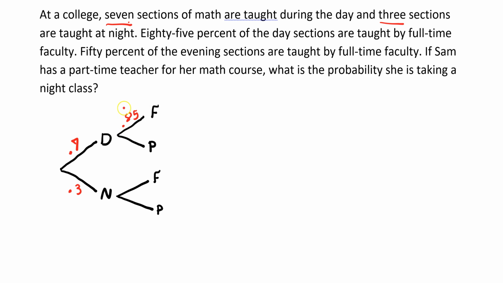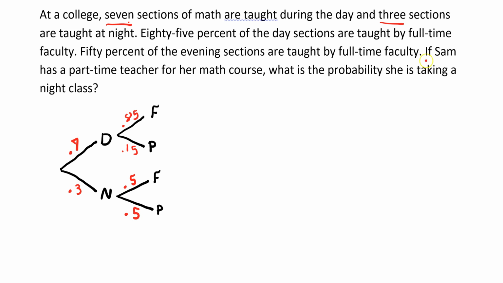We know that this combination of branches should add up to a probability of 1. So I need this lower branch to be 0.15. 0.85 plus 0.15 is 1. Going back to the words, 50% of the evening sections are taught by full-time faculty. 50% are by full-time faculty, and that means 50% are by part-time faculty.